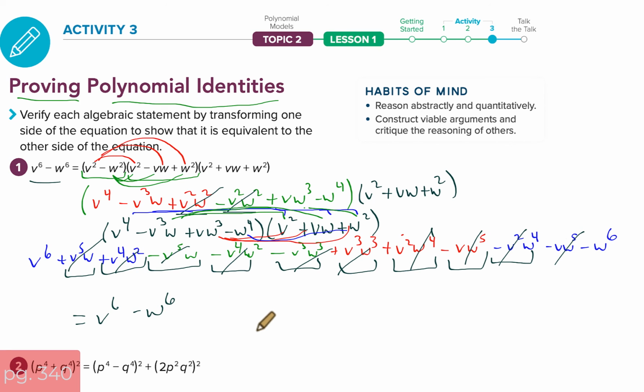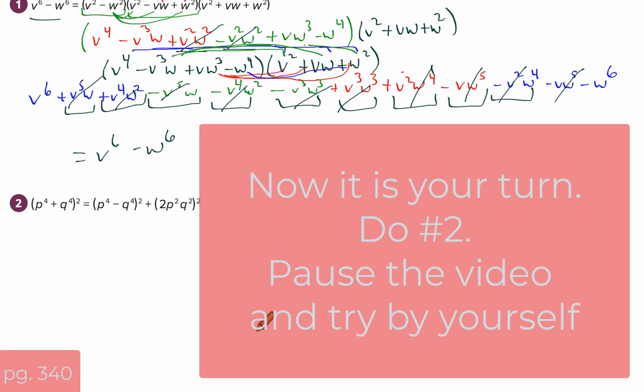So now it's your turn. Which one are we going to have you do? Let's do number 2 right now. How about you do number 2 all by yourself, and then come back, and we'll see how it goes. So pause the video right now. I'm watching you, and do number 2.